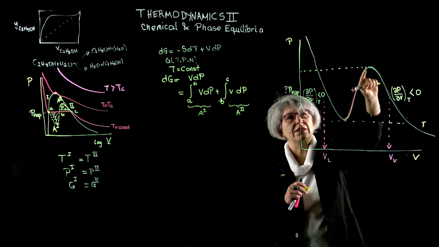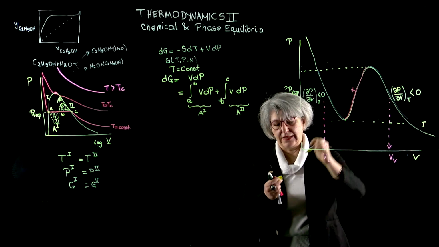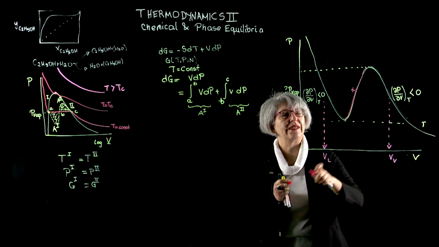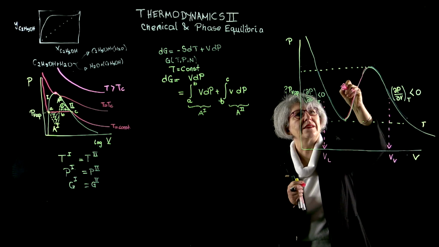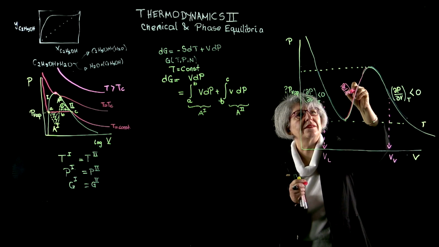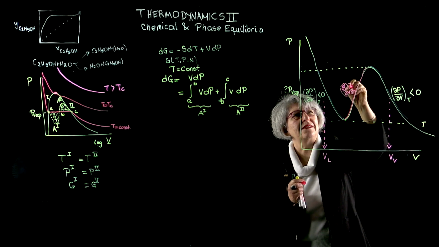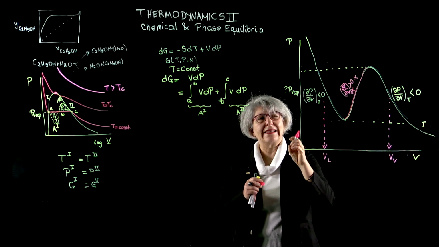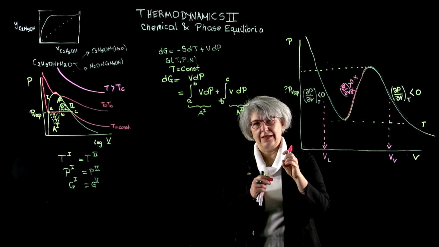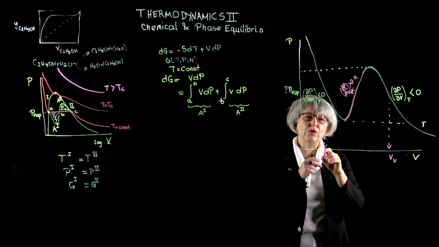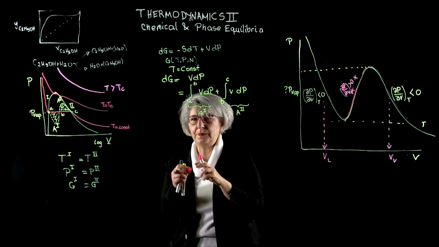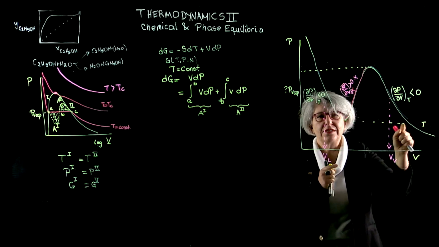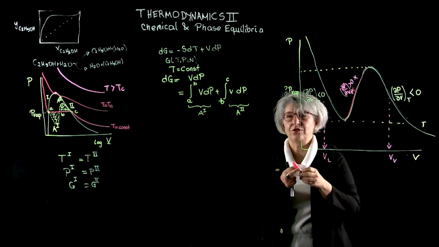However, on this branch, you can clearly see that del P over del V at constant T is greater than 0, and therefore this is not a stable branch. This is not a stable branch. So we are going to look for the Gibbs free energy minimum or equality, Gibbs free energy equality on the stable branches of these equations of state curves.